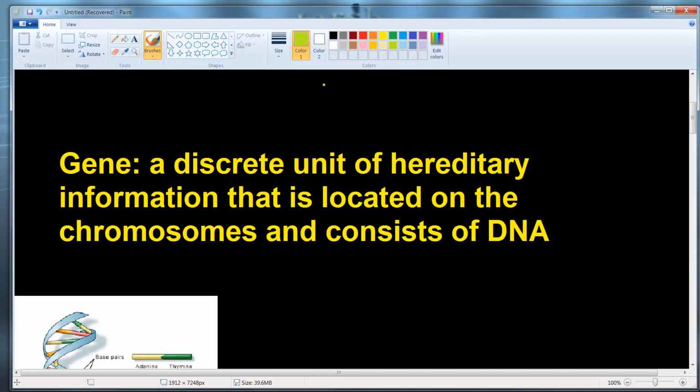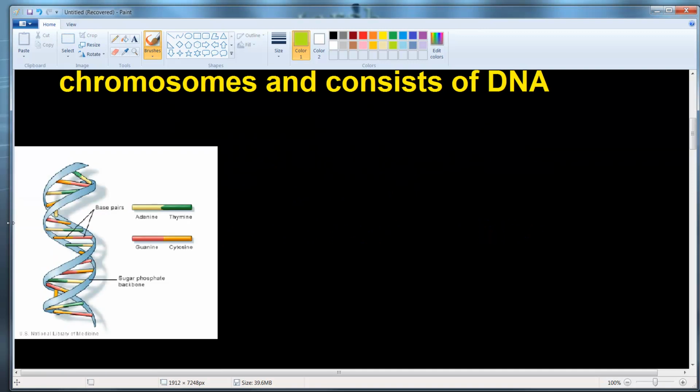For example, hair comes in straight, wavy, or curly. Your hair shape is inherited from your mother and father. The hair shape is coded for in a chemical called DNA, or deoxyribonucleic acid, which is decoded by the cell to make the proteins in your hair.